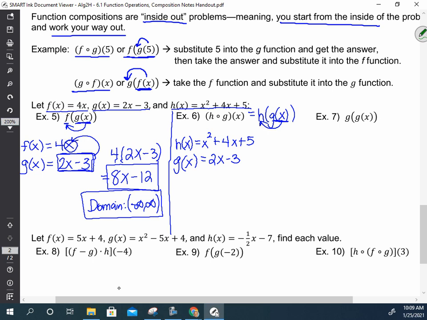So notice your h function has 2 x's. Everywhere you see x, you're going to plug in 2x minus 3. It's the same thing you would have done if it was a number, same process as if it was a number. You're just doing it with another function.